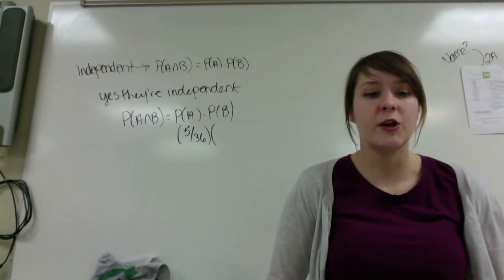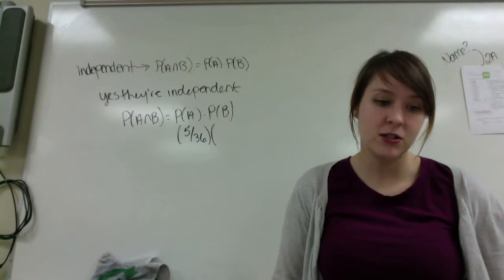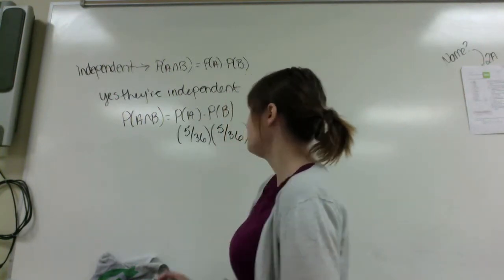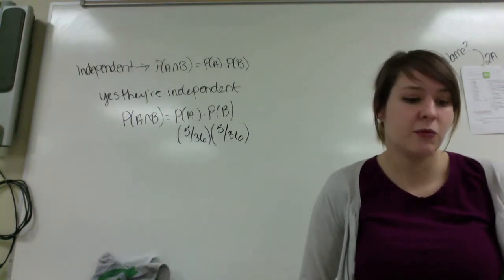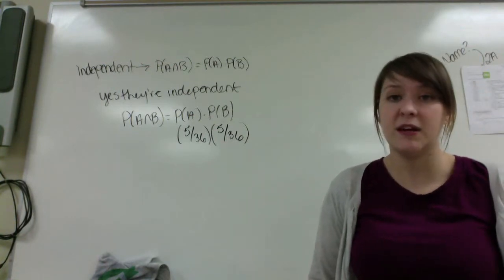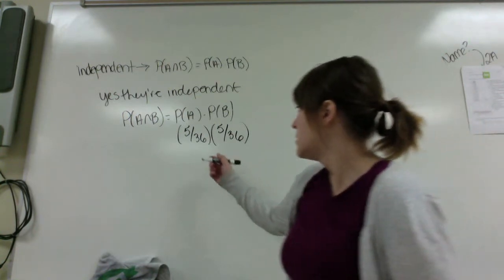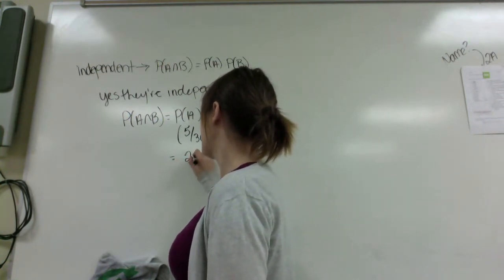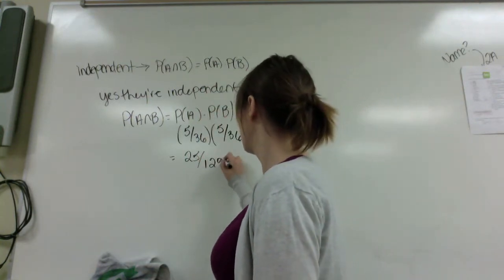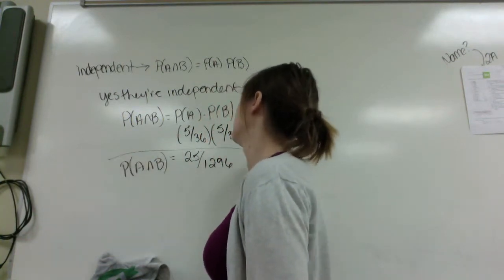Okay? Then if I look at B, B is getting a sum of 8. So again, I'm going to look at my dice chart and I'm going to notice that that is also 5 out of 36. So what I can do is I can actually just multiply these together, and that's going to give me the probability of the intersection, meaning that I get a 6 on my first roll and I get an 8 on my second roll. So if I multiply these together, I get 25 over 1296, and that's going to be the probability of the intersection of these two sets.